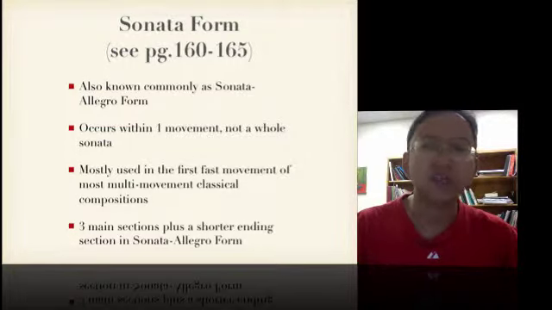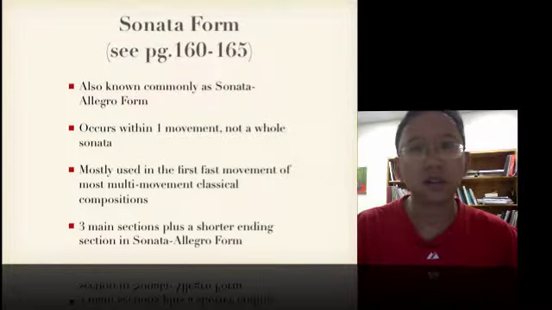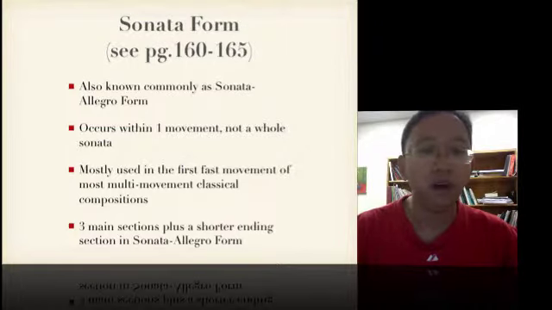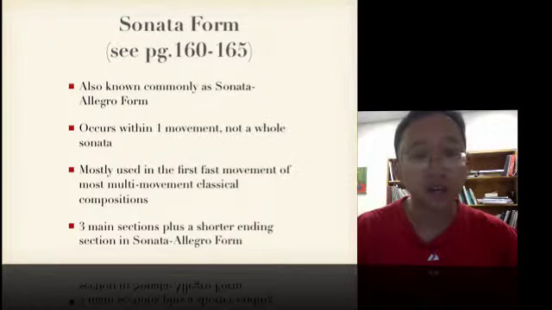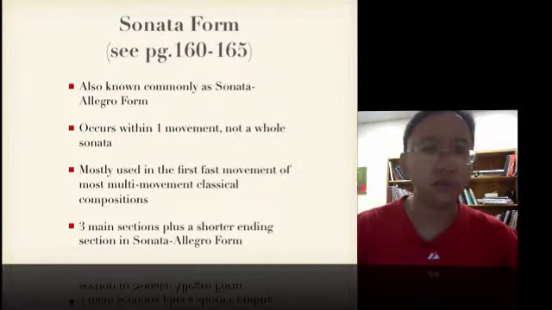It's also commonly known as Sonata Allegro form, which is what a lot of musicians call this form. It occurs within one movement of a piece, not a whole sonata or necessarily a whole symphony, but just within one movement. It's mostly used within the first fast movement of most multi-movement classical compositions such as symphonies, string quartets, or piano sonatas. But it also appears in final movements and sometimes even middle movements.